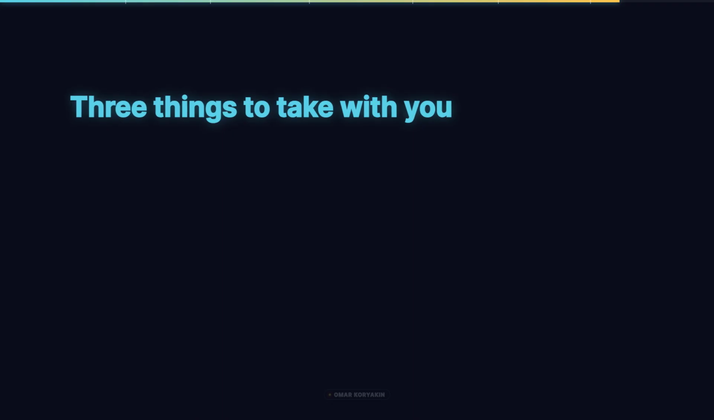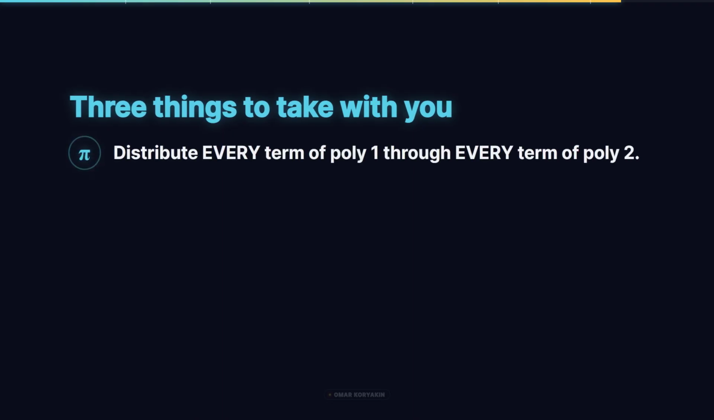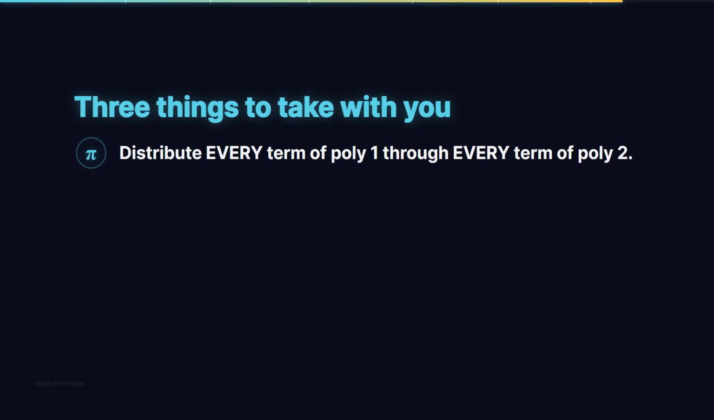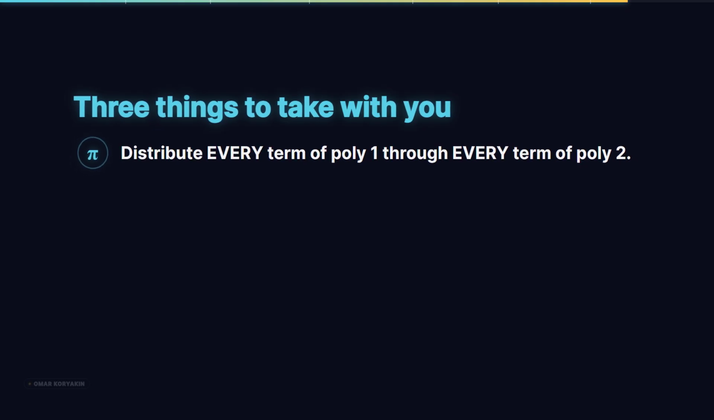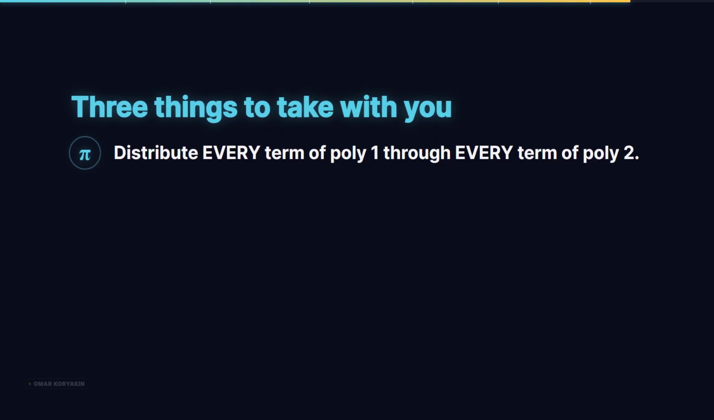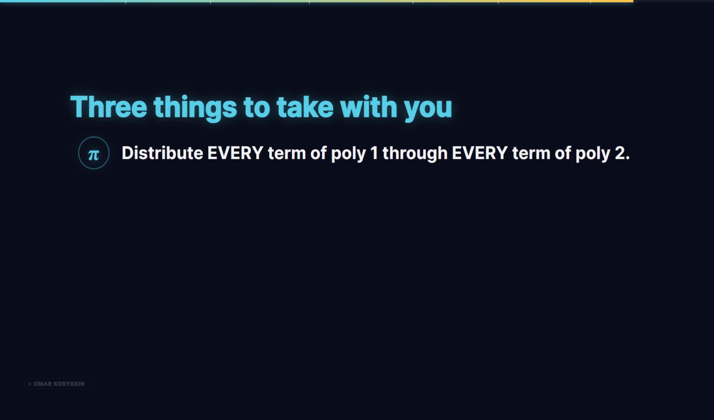First, to multiply 2 polynomials, distribute every term of the first polynomial through every term of the second polynomial without exception. If the first polynomial has m terms and the second has n terms, write down all m times n pairwise products before doing any combining work whatsoever.